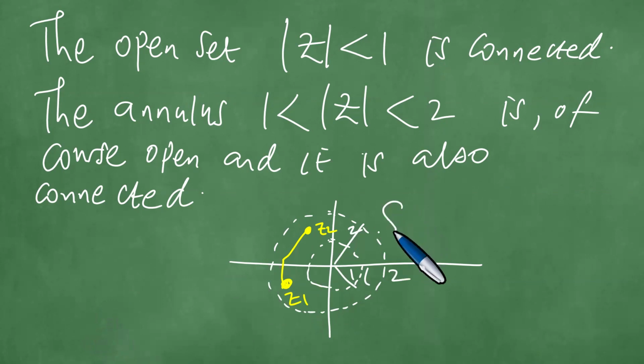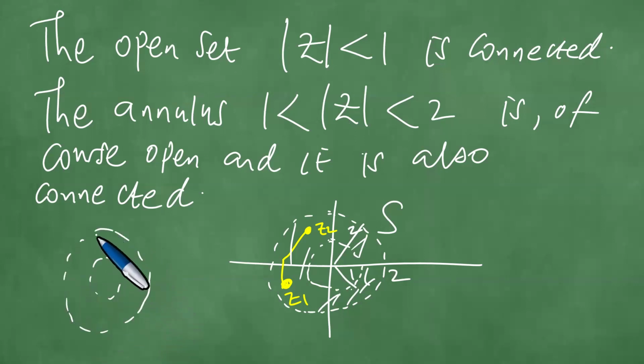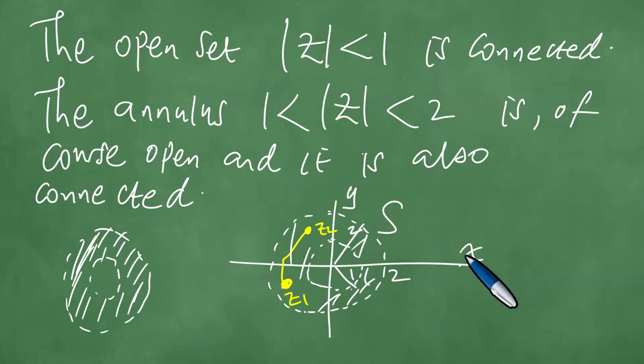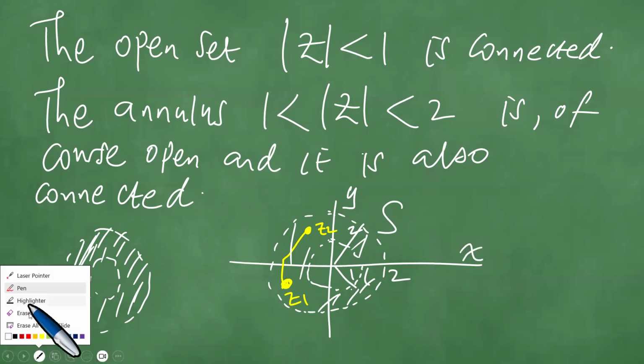If we look at this annulus as set S, the annulus says the modulus of Z is strictly bigger than 1 but less than 2. So we are describing a region that is like a donut. We're discussing that, but we've put it here in the Argand diagram, like that.